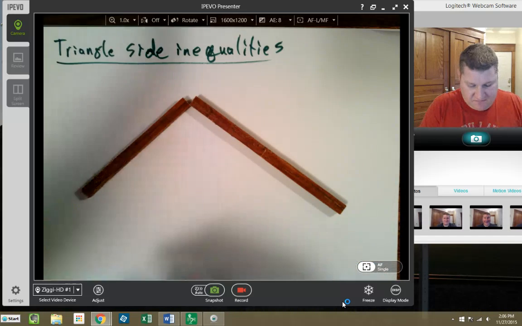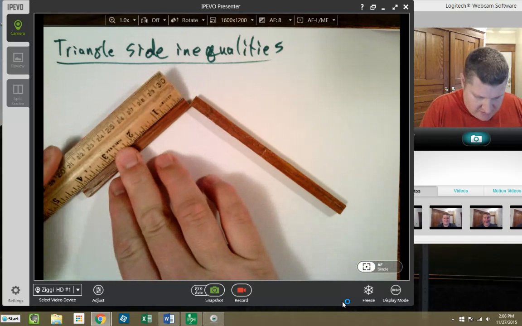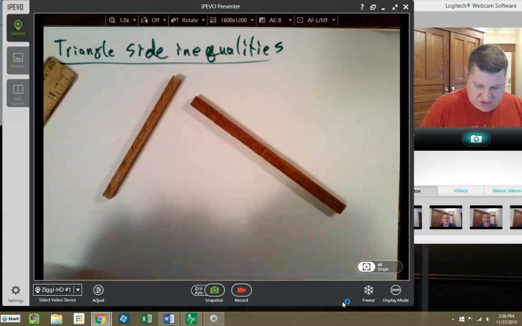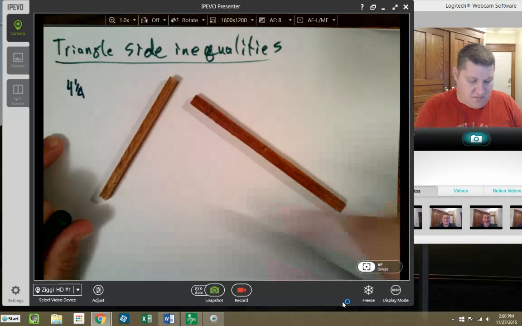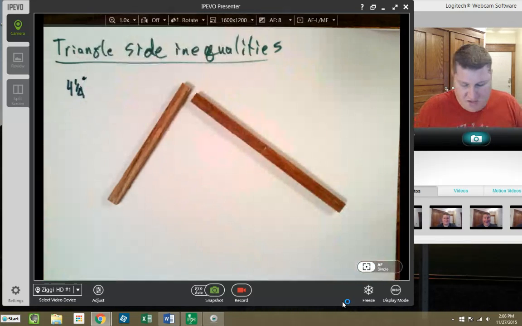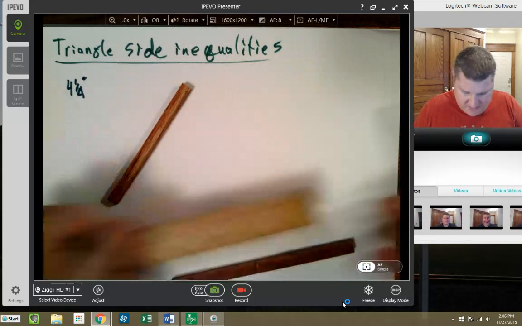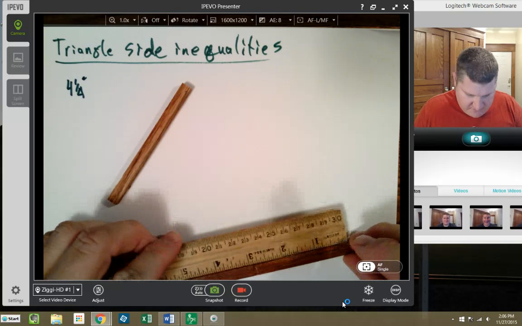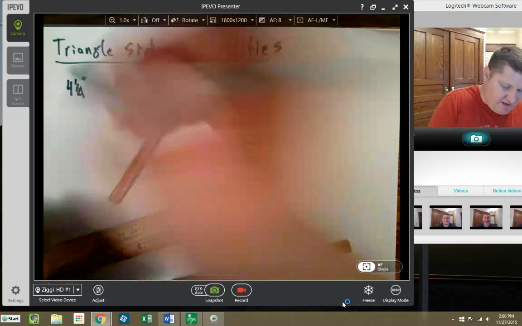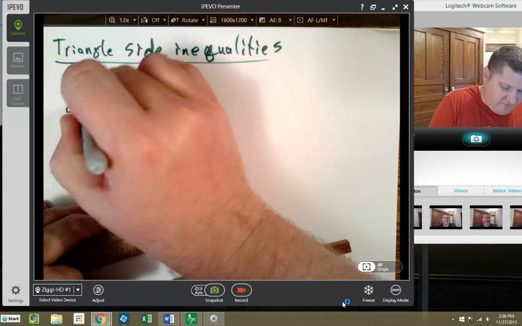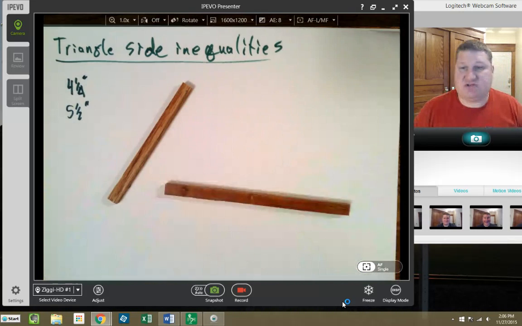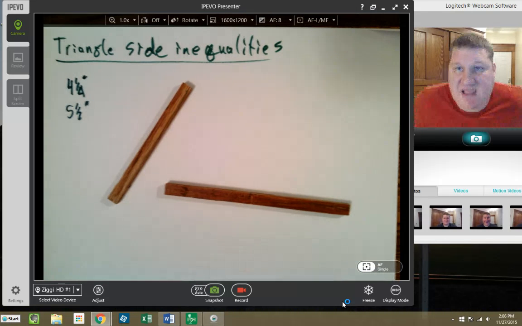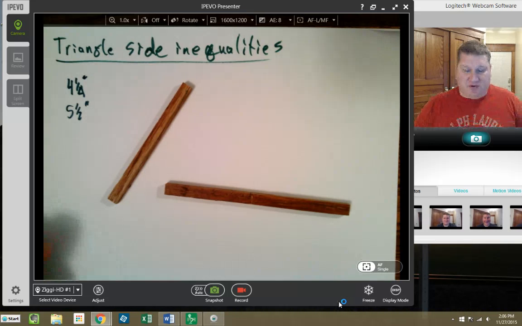Now, in this case, let's take a measurement here. This one is 4¼ inches. So I have one side that is 4¼ inches. I have another side that looks like 5½ inches. So the question becomes, what's the longest possible third side that I could have?